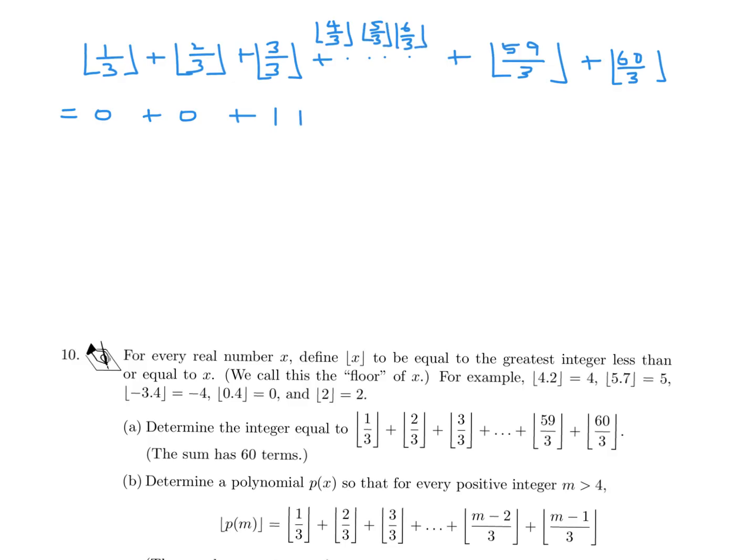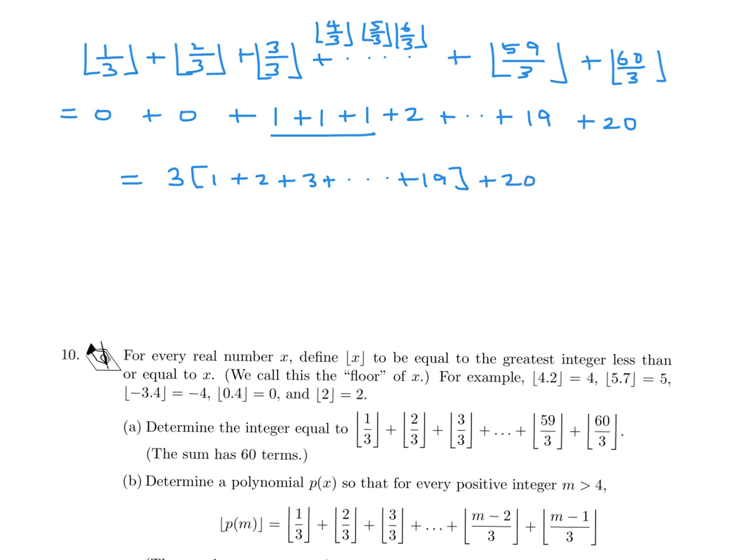The floor of 4 over 3 will be 1. The floor of 5 over 3 will be 1. But once you get to 6 over 3, it'll be 2. So basically what will happen is you'll get 3 of each number all the way to the very end. Now, 59 over 3, that floor will be 19, I believe. Yeah. So you'll have 19, and the last one is 20. So you have 3 of everything until you get to 20, and then you'll have only 1 of those. So you can factor out the 3, and you'll have 1, 2, 3, all the way till 19, and then you'll have this one solo 20 at the end.